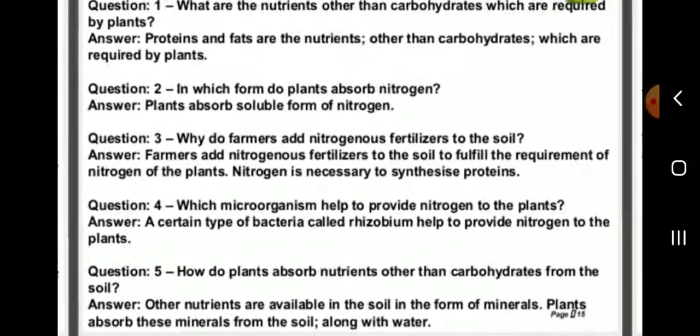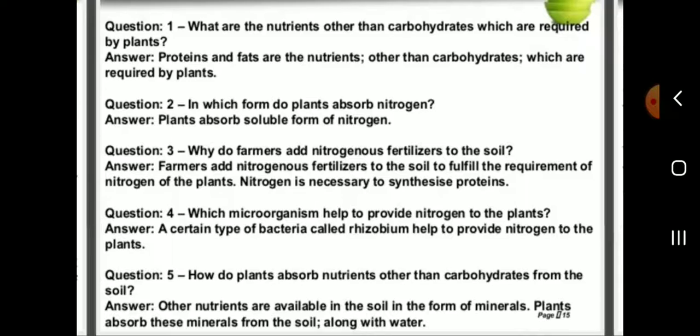How do plants absorb nutrients other than carbohydrates from the soil? Other nutrients are available in the soil in the form of minerals. Plants absorb these minerals from the soil along with water.